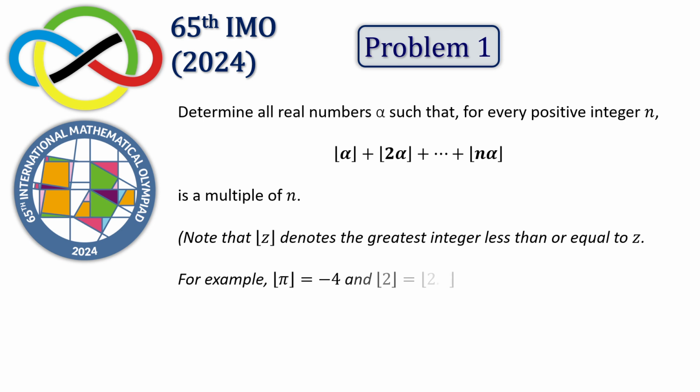For example, floor of pi equals 3, and floor of 2 equals floor of 2.9 equals 2. Problem 1 is usually the easiest question among 6 questions. 65% of the candidates scored full points from question 1.